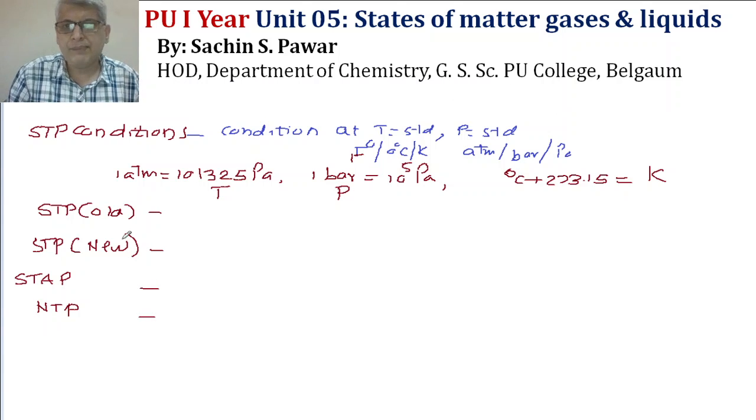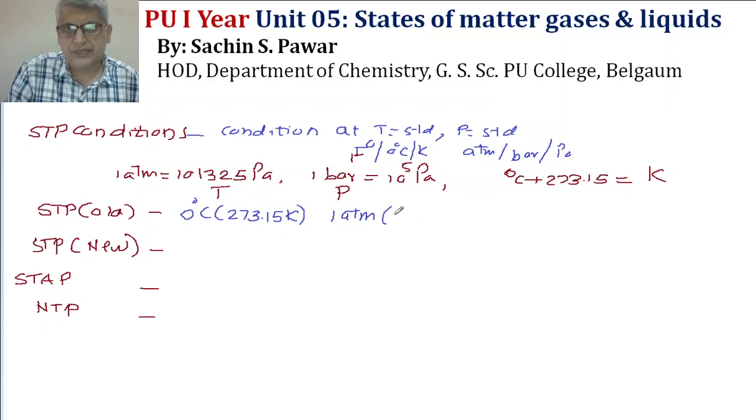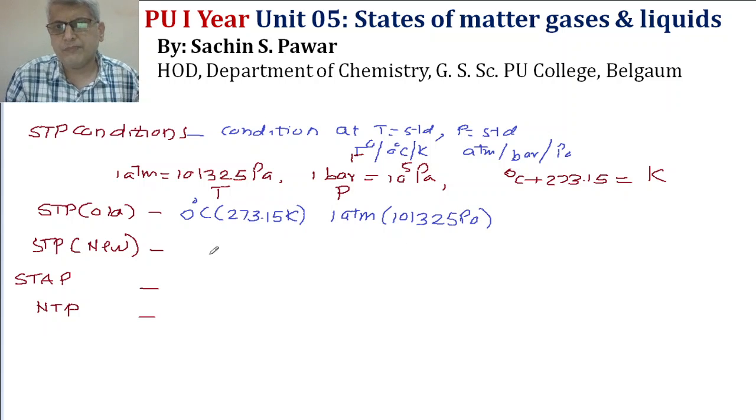Now, when I say STP condition, the temperature is taken as 0 degrees Celsius. So, if I convert into Kelvin, it becomes 273.15 Kelvin, and the pressure is taken as 1 atmosphere. So, that conversion becomes 101,325 pascals. This was old STP condition. So, this condition was to be considered as standard condition of temperature and pressure.